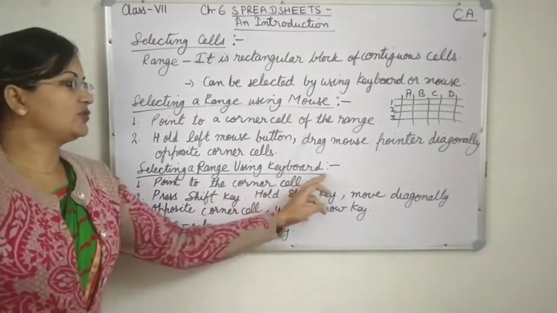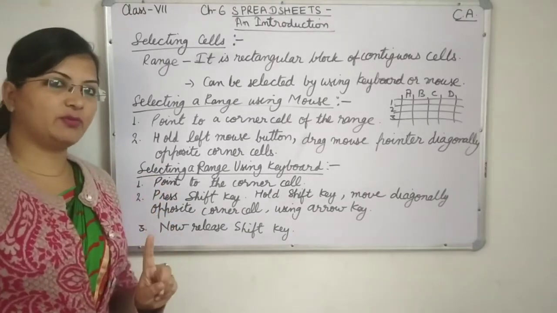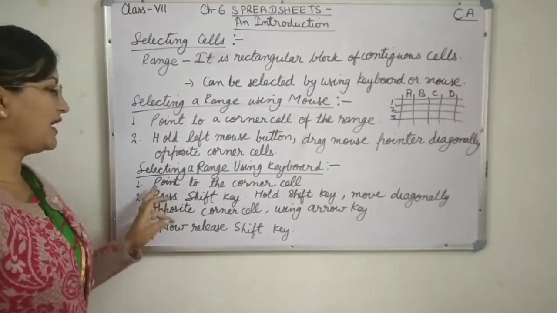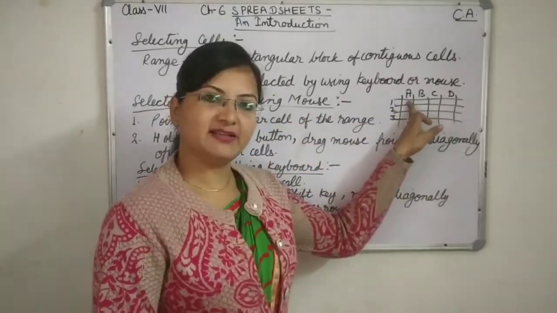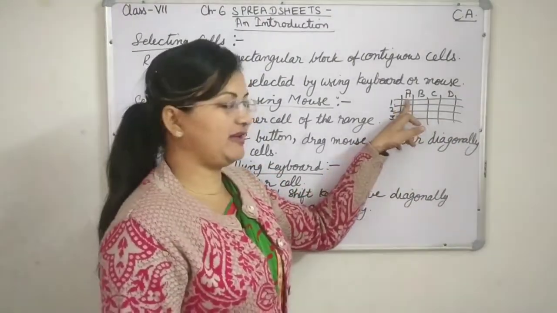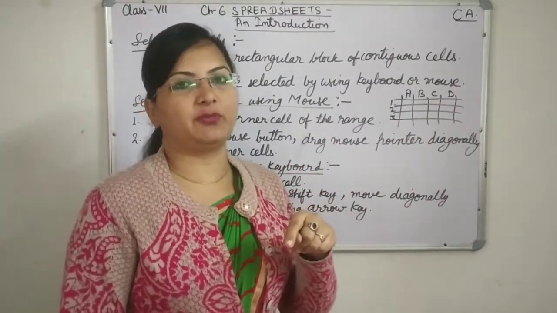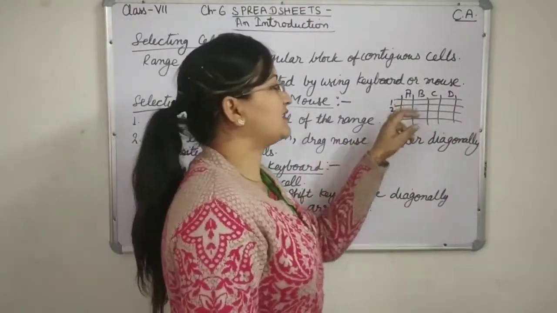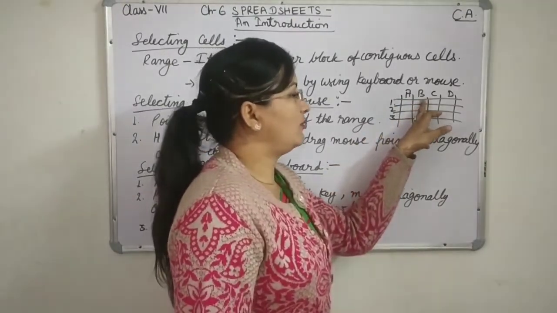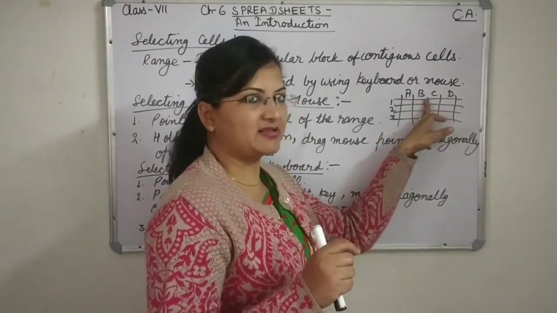Now, selecting a range using the keyboard. With the help of keys on the keyboard, we can select. How? We have the shift key. First of all, point to the first cell, or any corner cell. If we are pointing at A1, we select it, and after that we press the shift key on the keyboard. Then, while pressing the shift key, press the right arrow key. If you press it once, you will reach B1. Both cells will be selected.